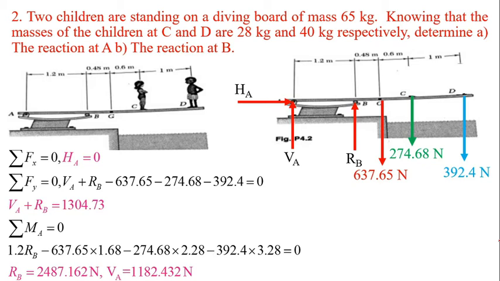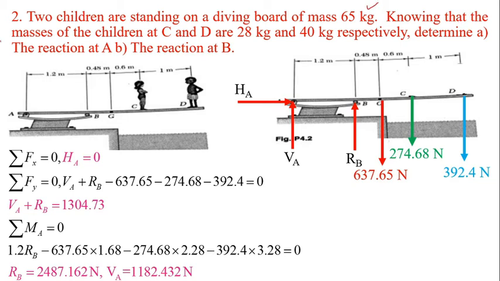Two children are standing on a diving board. A diving board is a board which is used at swimming pools for jumping. Two children are standing on a diving board of mass 65 kg. Mass of the board is 65 kg. When the unit kg is given, it is better to convert it into Newton.